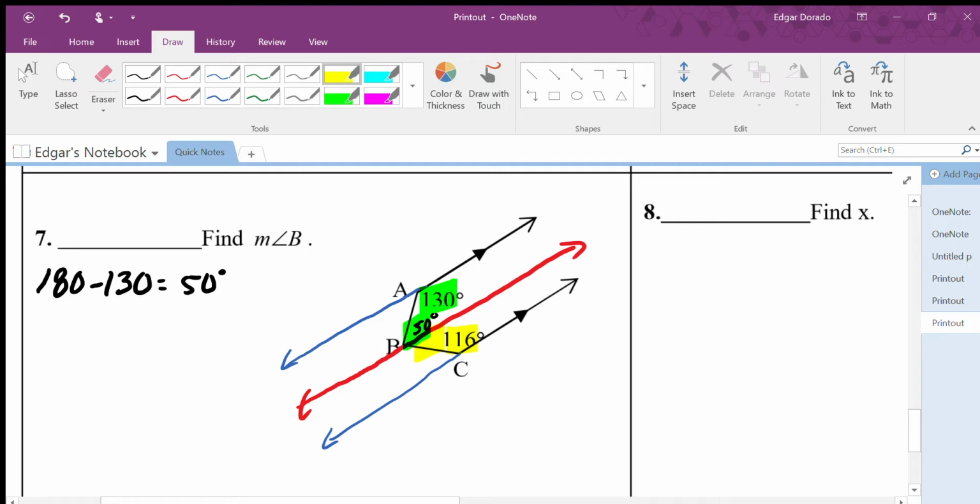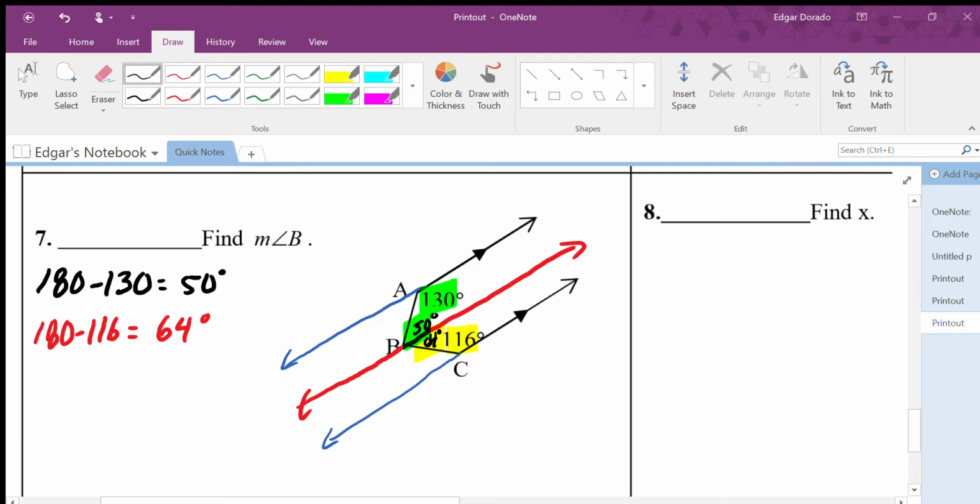All right. Same thing with angle 116 and that other yellow angle. They are same side interior. So 180 minus 116 gives me 64 degrees. That means this yellow piece here is 64 degrees.